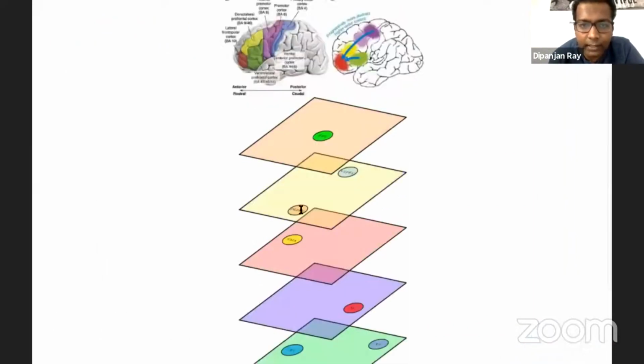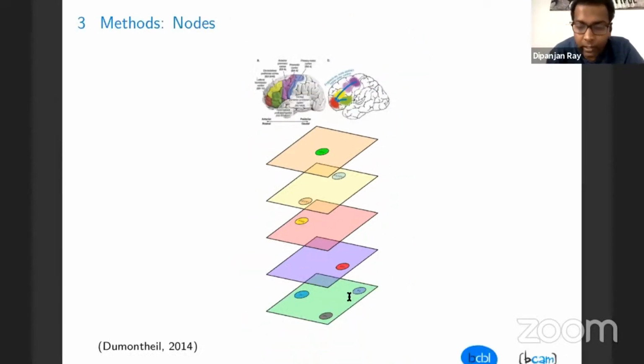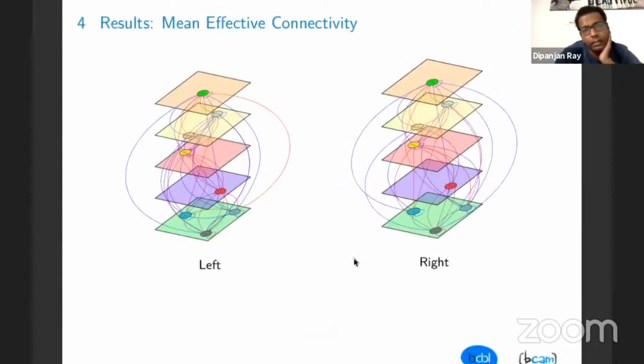Here are the nodes based on the hierarchy. At the topmost level, there are frontopolar regions, which are situated highest in the hierarchy. Then there are DLPFC and VLPFC. And then there are lower cortical regions involved in sensory and motor processing, like primary visual areas, primary auditory areas, and somatosensory cortex in the sensory domain, and supplementary motor area and motor cortex in the motor domain. These are the results of the mean effective connectivity in MDD patients and healthy controls. The red connections denote effective connectivity which is facilitatory, and blue denotes inhibitory effective modulation, in the left and right side.